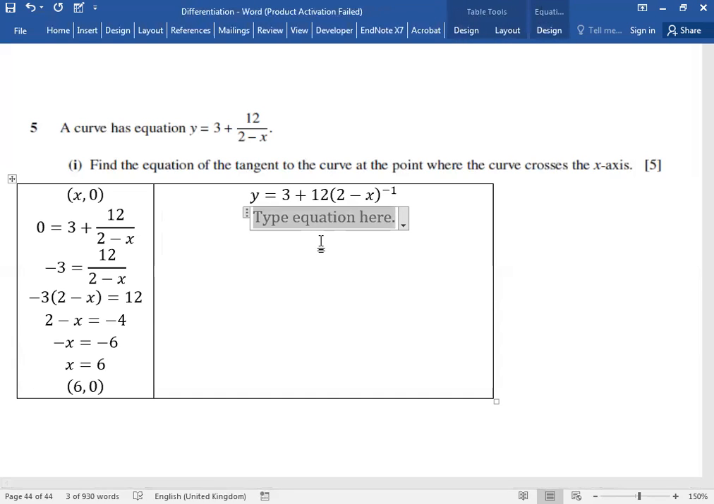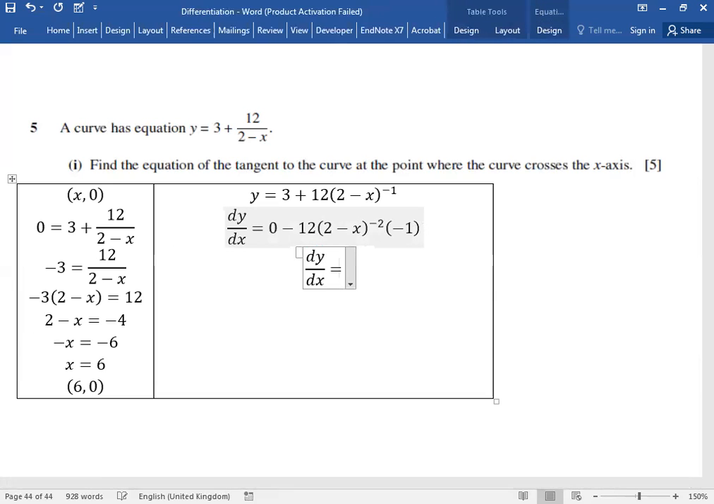Now, can we differentiate the expression? Yes. So dy by dx is 3, the derivative of 3 is 0. Then minus 1 times 12 upon 2 minus x. Minus 1 will multiply, that will make it minus 12, (2 minus x), the power will become minus 2. And the derivative of the bracket, which is negative 1, will also multiply. So dy by dx, just to simplify, will become 12 upon (2 minus x) whole squared.